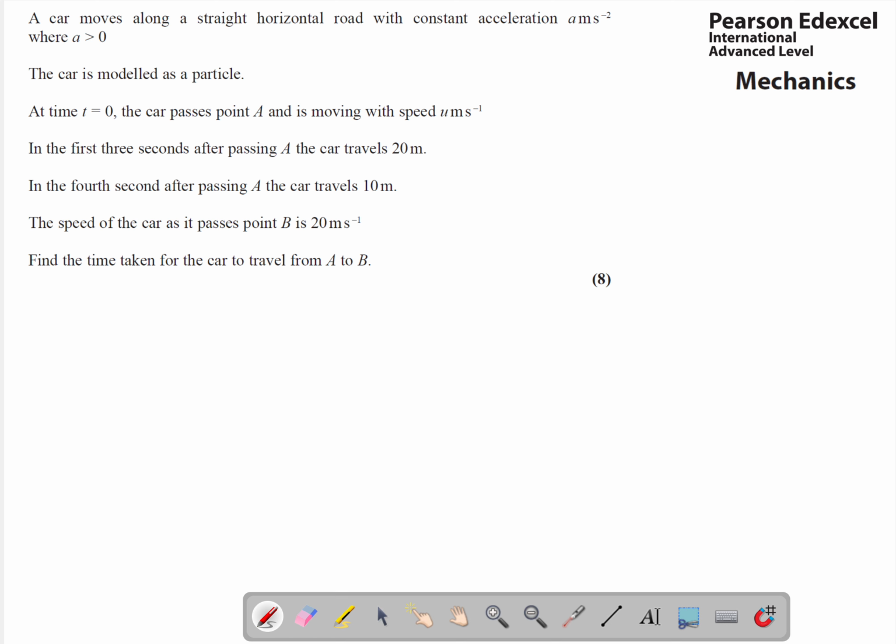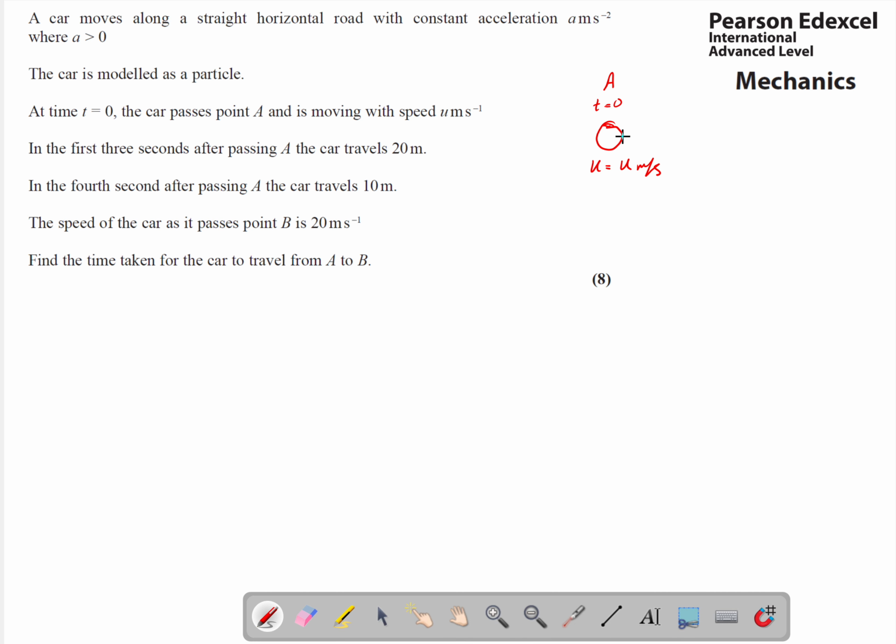So, until now, I know that we have a car, and at time equals 0, at point A, let's name it point A, we have initial velocity u meters per second. In the first 3 seconds after passing A, the car travels 20 meters.